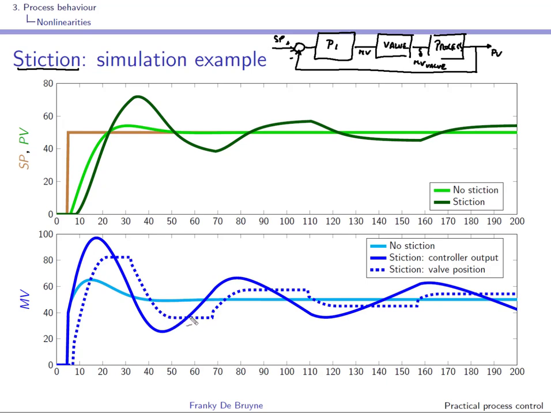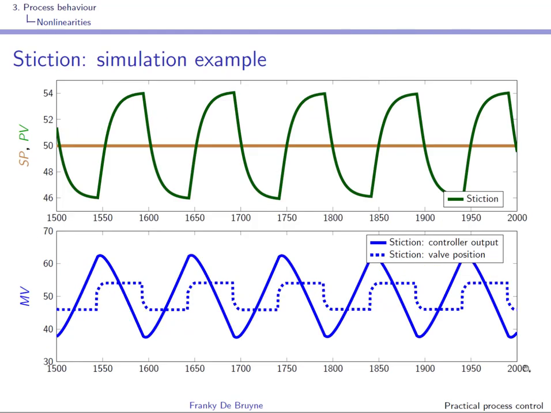What we will do to explain this phenomenon is look at the steady state situation. So what you see here is the steady state situation, and we are only showing here the simulation in the case that there is stiction, right? So we'll assume that we start from here, right? And you can see that in this region PV is below the set point, so the error is positive, right?